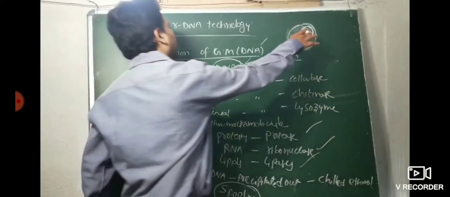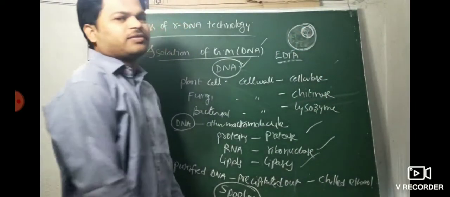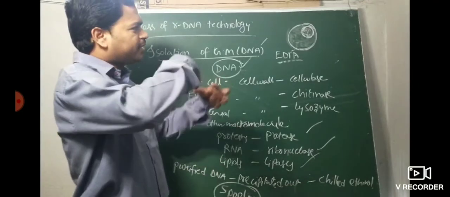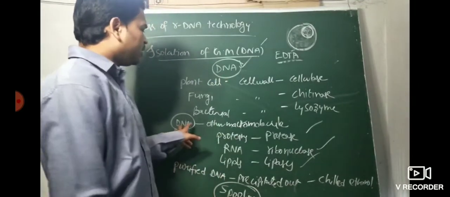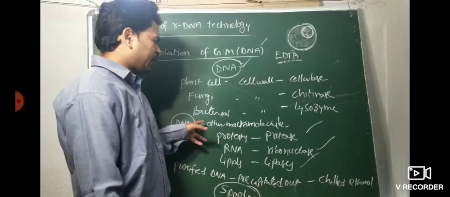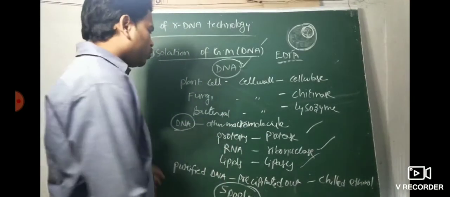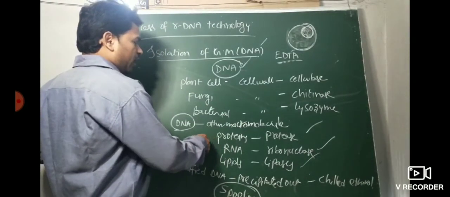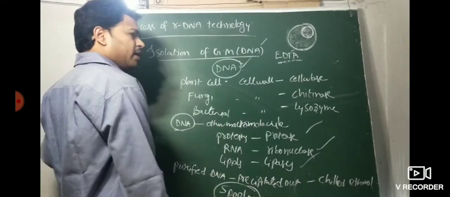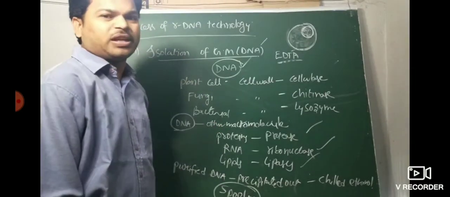Then the genetic material, chromatin. Chromatin consists of genetic material. So inside this genetic material, DNA is present along with the other macromolecules. But we need only DNA. So these other macromolecules are removed by different appropriate treatments.